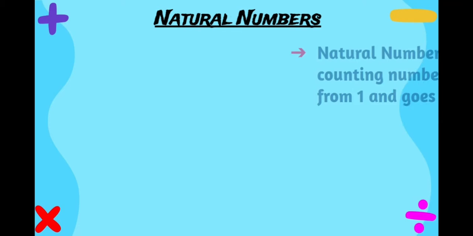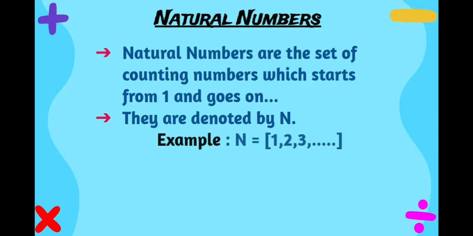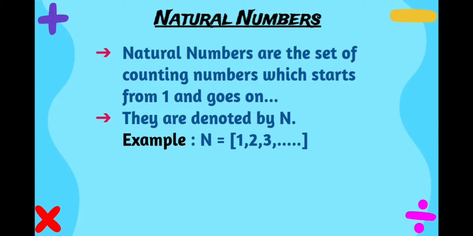Natural numbers. Natural numbers are the set of counting numbers which starts from 1 and goes on forever. They are denoted by capital N. Example, N = 1, 2, 3 and goes on forever till infinity.